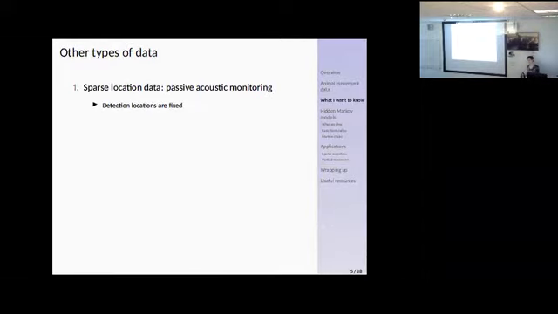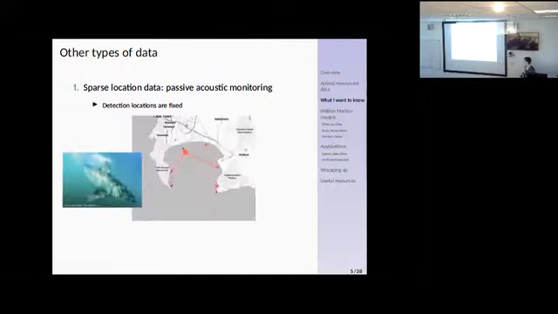So the other types of data that are also considered movement data and that I've worked on, I'm going to consider two types. One are sparse location data collected through passive acoustic monitoring. And this is a situation where instead of having the locations recorded at the animal, you've got locations recorded at a fixed point in space, and then the animal comes near it, and then you get a detection of the animal. And this is the situation that I was faced with in the data set that I analyzed while I was still based in Cape Town.